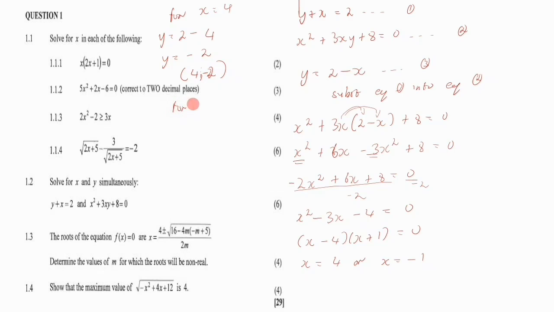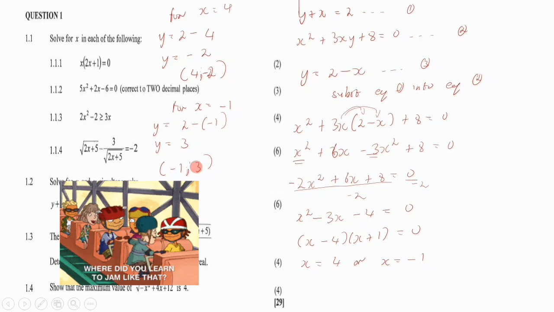Then we go for x is equal to negative 1. Again, in the same equation, equation number 3, this is y is equal to 2 minus negative 1. So we get 2, negative and negative is positive, so 2 plus 1 is 3. Then in coordinate form, we have (-1, 3), because for the x value of negative 1, you get a y value of 3. And that's how you solve your simultaneous equation.